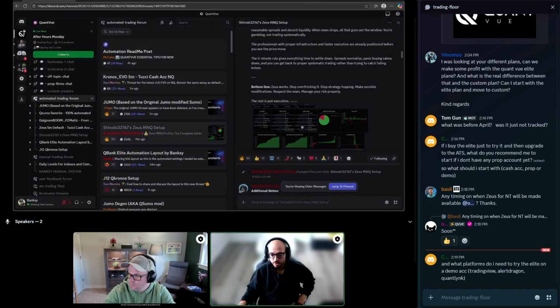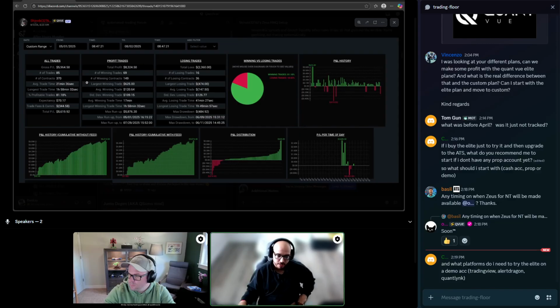A lot of them will have results posted. So, for example, this was on his PA accounts, May 1st to August 2nd. So it's over 3 months, May, June, July, using 3 micro contracts. This was the equity curve without fees. This was the equity curve with fees.